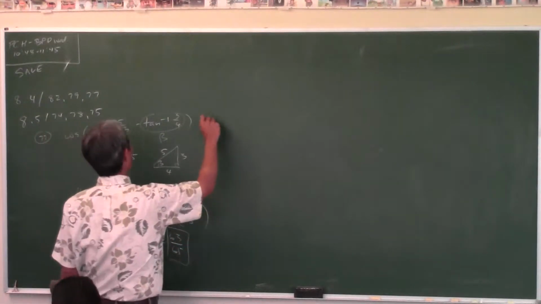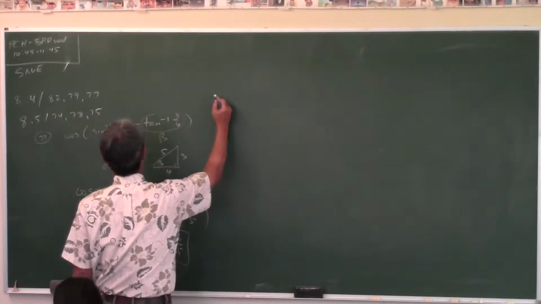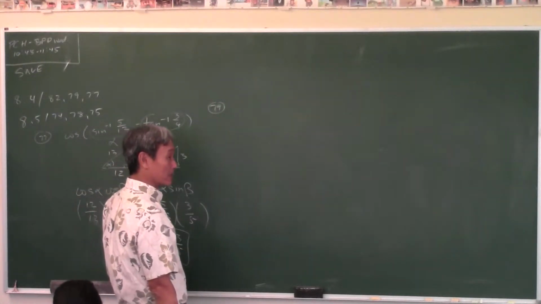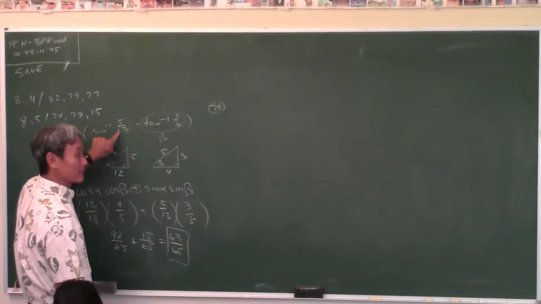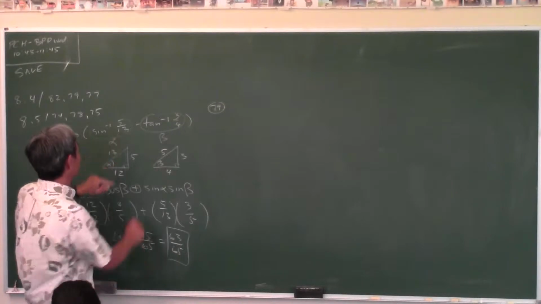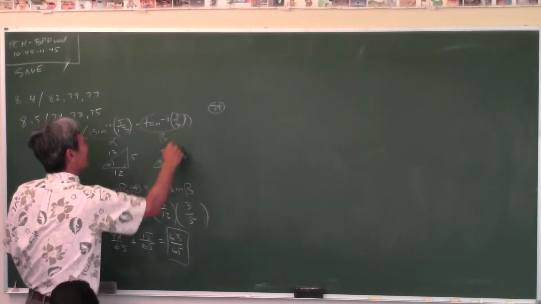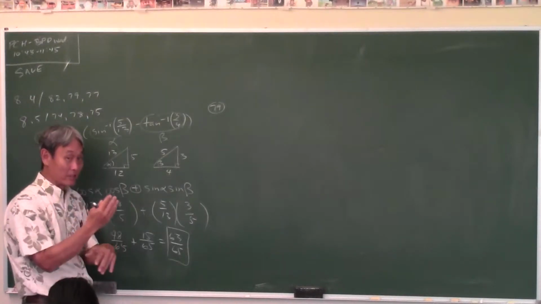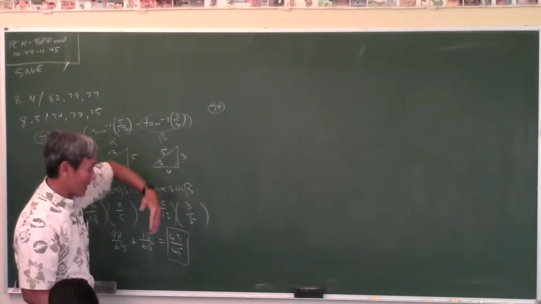79. Is it always first quadrant? If the argument is positive. Because remember, the inverse trig functions have ranges, right? Remember, sine inverse goes from negative pi over 2.